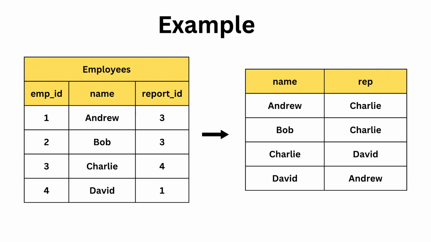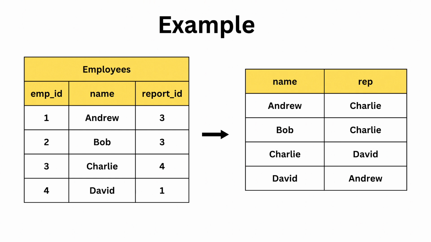Now let's imagine I wanted to show the results of the employee name and their report's recipient name. So I want to go from this employees table to something that looks like this on the right, where I have the name and then the person they're reporting to instead of just the report ID, which is the employee ID of the person reporting to.